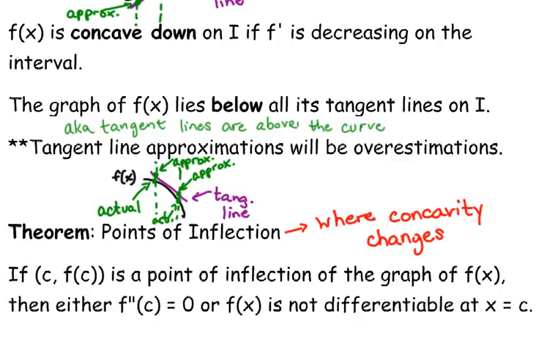Okay, tell me this. What does that theorem look very, very similar to? In either f prime, f double prime of c equals 0, or f of x is not differentiable at x equals c. What does that remind you of? A limit? No, not a limit.